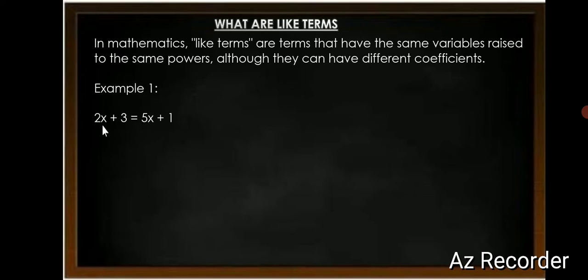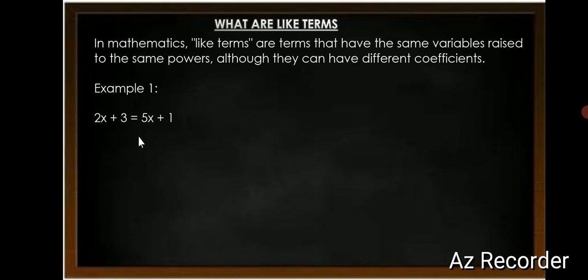We said like terms are terms that have the same variables. If you look at these 2x, the alphabet is referred to as the variable. So we can see that 2x has the variable x, 5x has the variable x, and they are raised to the same power. The power here of x is 1. We did not write the 1 here because we like making 1 invisible in mathematics. So this is 2x raised to power 1 and this is 5x raised to power 1. So they are like terms.